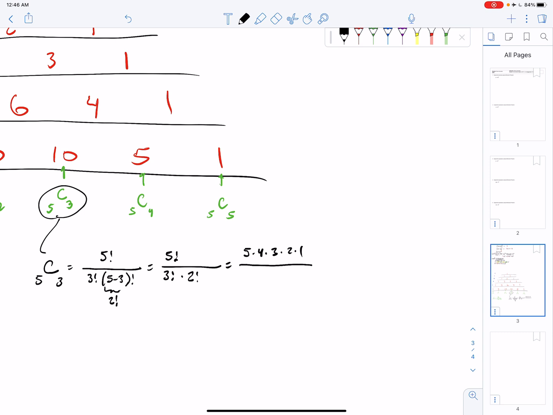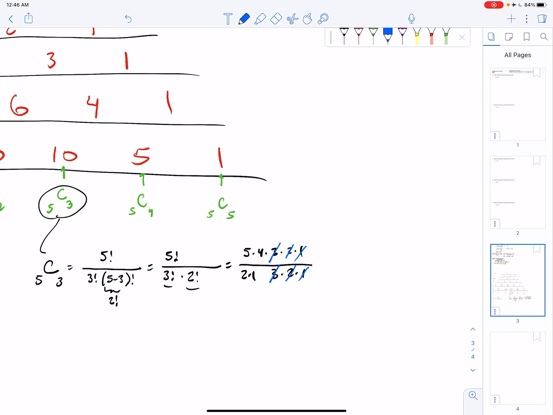And so 3 factorial, let me say it again, this one right here, 3 factorial would just be 3 times 2 times 1, and 2 factorial would just be 2 times 1. Now, the fact that these are factors, we are allowed to reduce common factors. So common 3s are factors, common 2s are factors. Of course, 1s are already reduced completely.